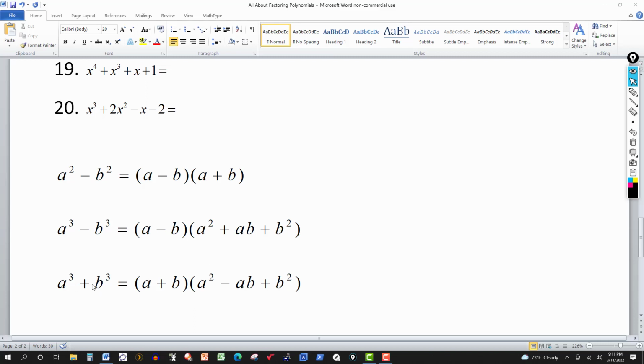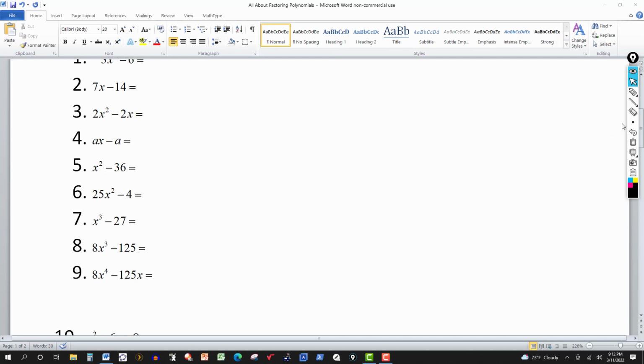Notice for the sum of two cubes, the formula is very similar, except for the sign. Sum of two cubes, first factor is the sum of the cube roots, and the next factor is the square of the first one, and then to get a plus, like in the previous one, it's a minus the product of those roots, ab, plus the second root squared. These are your formulas. You should memorize these.